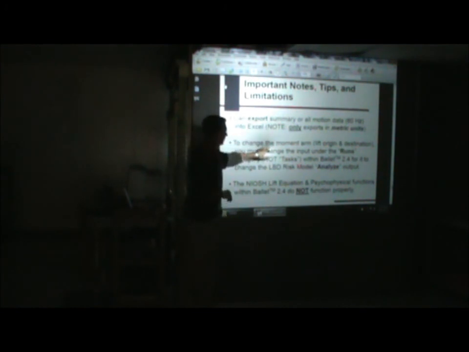Another thing that I wanted to point out: to change the moment arm at the lift origin and the lift destination, you must change the input under the runs category, not the task category, because it's actually pulling data from the runs category. This will make more sense when I pull it up and show you live, but just keep that in the back of your mind. Okay. And I pretty much said this already, the NIOSH lift equation and the psychophysical functions built within this software don't function properly.